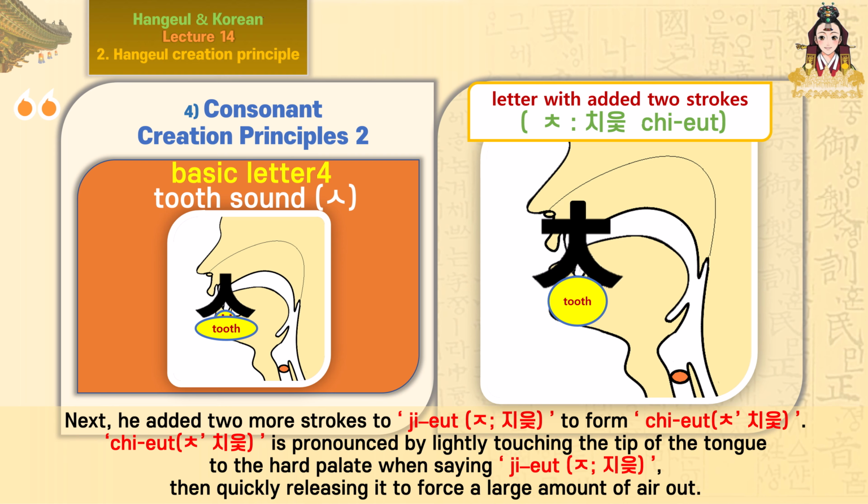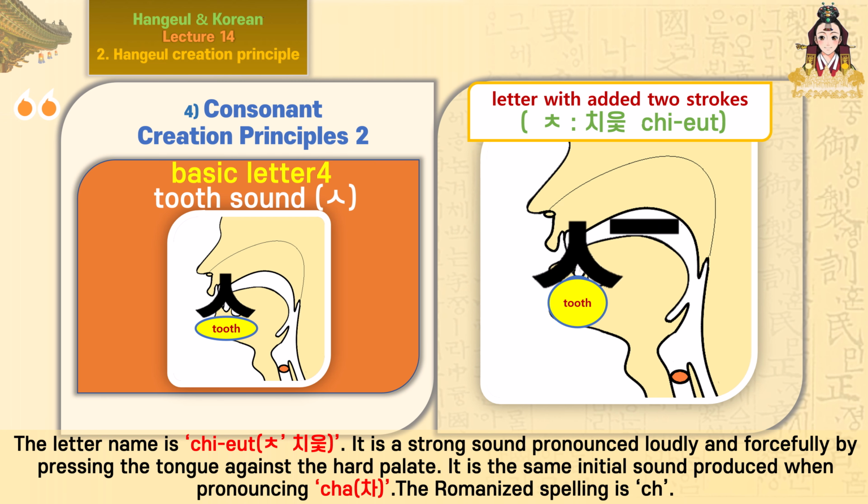Next, he added 2 more strokes to jiut to form chiut. Chiut is pronounced by lightly touching the tip of the tongue to the hard palate when saying jiut, then quickly releasing it to force a large amount of air out. The letter name is chiut. It is a strong sound pronounced loudly and forcefully by pressing the tongue against the hard palate. It is the same initial sound produced when pronouncing cha. The Romanized spelling is ch.